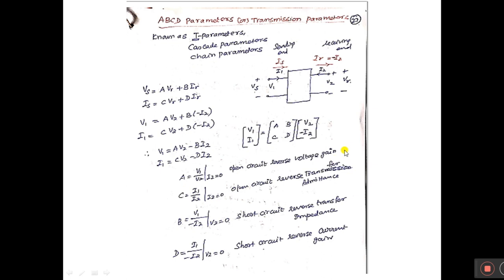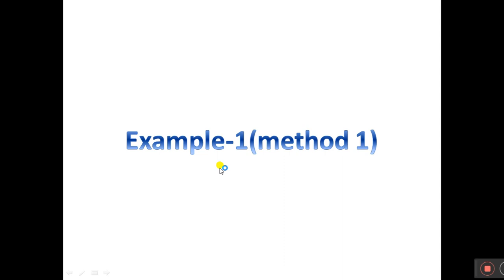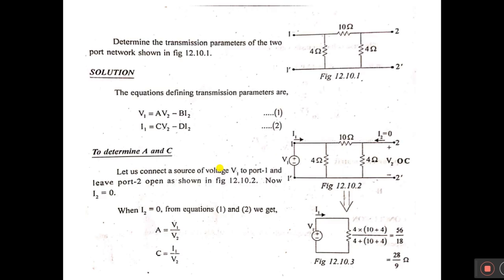So you know this terminology, voltage gain: both are V, I2 equal to 0, so open circuit. It is V1 by V2, so it is called reverse voltage gain. And similarly, here V2 equal to 0, so short circuit. Current ratio, so current gain. Here I1 by I2 instead of I2 by I1, that is called reverse current gain. Right? Example 1, this is a general method that is available in your textbook.